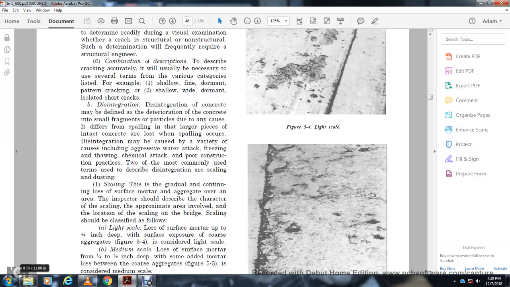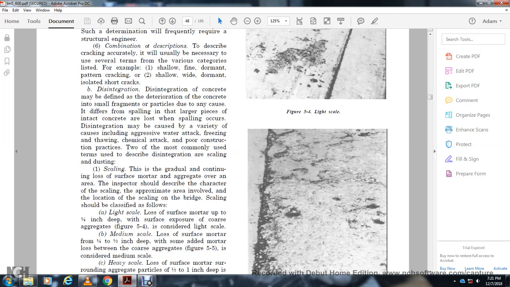Scaling is the gradual, continual loss of the surface mortar and aggregate over an area. The inspector should describe the character of the scaling, the approximate area involved, and the location of the scaling on the bridge, and the scaling should be classified as follows. A. Light scale: loss of surface mortar up to 1/4 inch deep, with mostly surface exposure of the coarse aggregates, as in figure 5.4, is considered light scale.